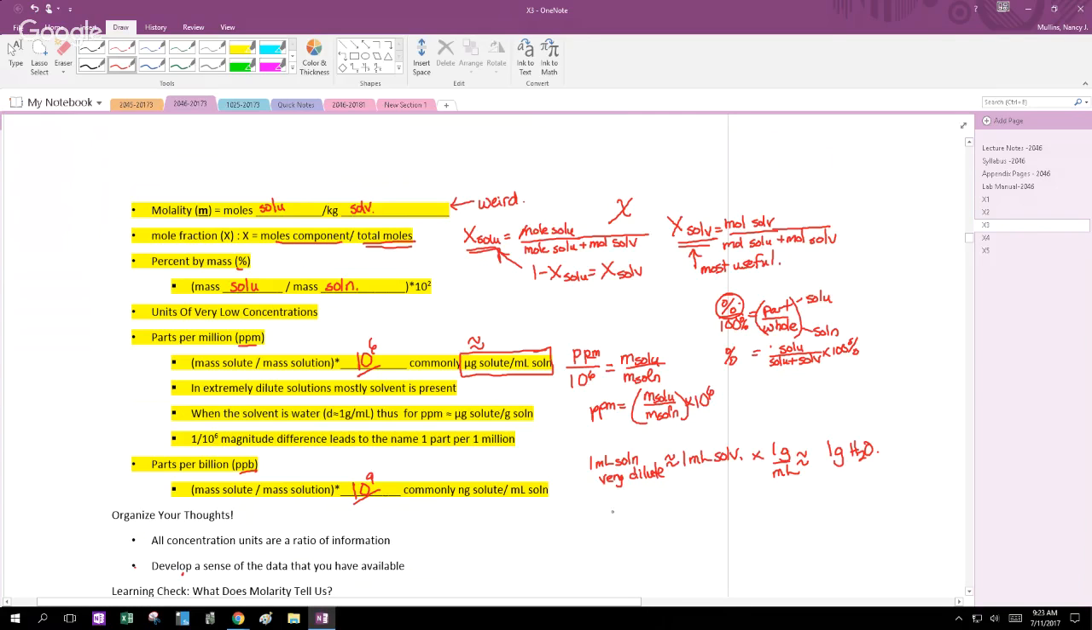So now if I compare my microgram to my 1 gram of solution, because my solution is mostly water, then I have a 10 to the minus 6 to 1, or a 1 over 10 to the 6th ratio. It is a part per million. So this is a nice little shortcut if you're talking about a very dilute solution, but it's because of this.